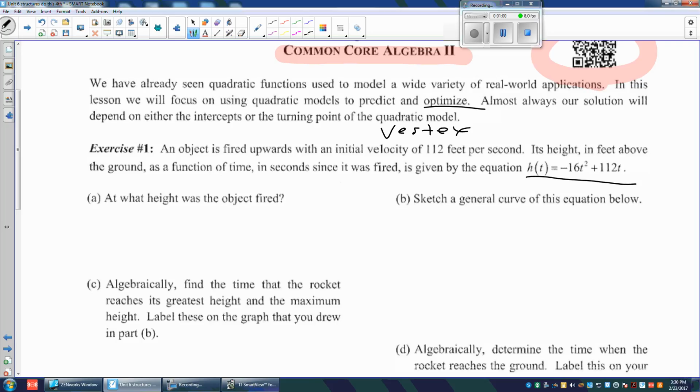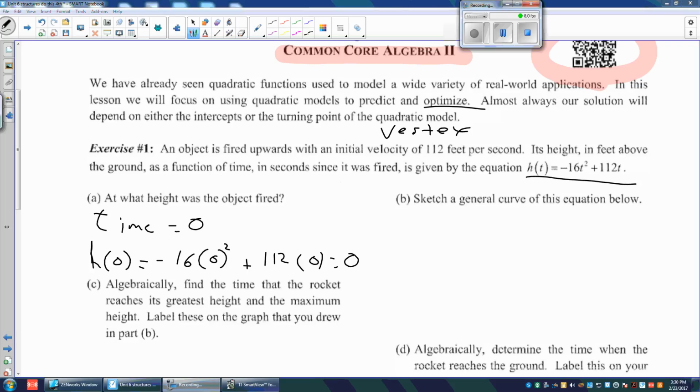Let me see. You fire it. What happens? We know that time must have been 0. So all you have to do is plug 0 in for t. So what's h of 0? That's negative 16 times 0 squared plus 112 times 0, which is 0. So it was fired at 0 feet. It was fired on the ground, fired upwards. Okay, that makes sense.